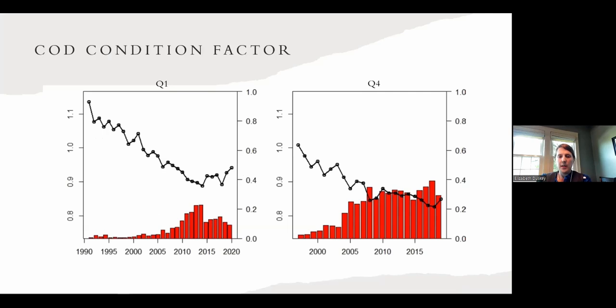So during the same time period, the condition of cod has declined quite steeply. This is a figure from the 2020 stock assessment showing declining Fulton's condition factor, which is a measure of weight as a fraction of length. So larger numbers indicate more weight relative to the cube of length, if you'd like to imagine a fish as a cube, which we modelers very often do, and thus a chubbier and healthier fish.